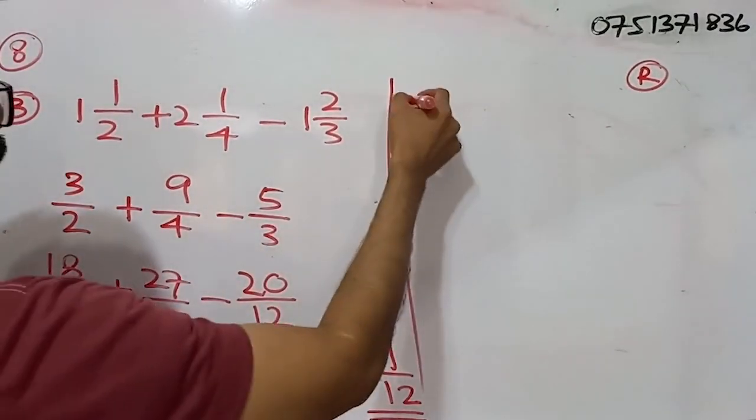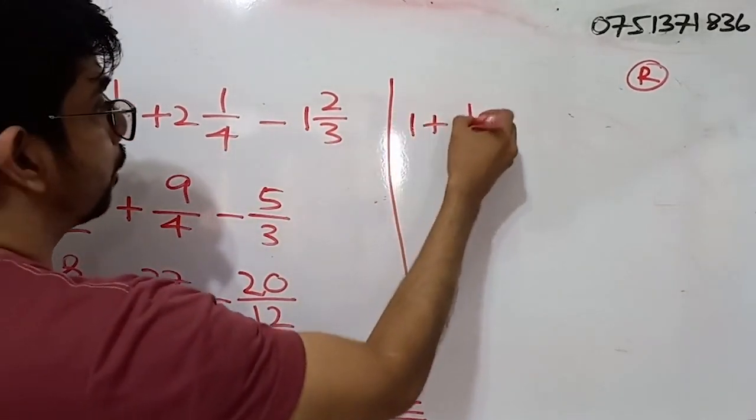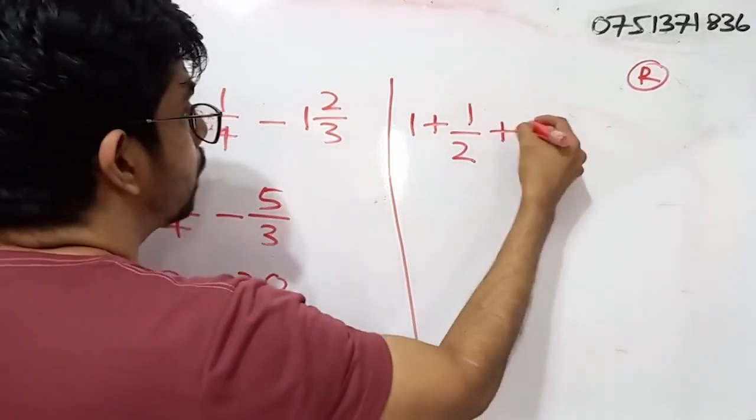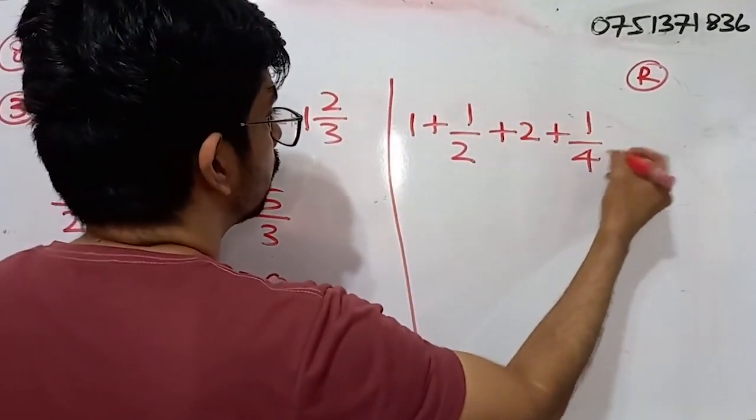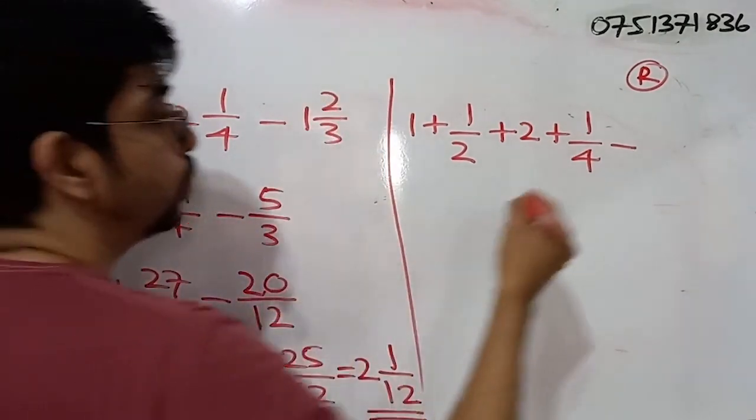Right? So 1 and half I can break into what? 1 plus half. 2 and a quarter I can break it as what? 2 plus quarter. Minus 1 and 2/3 I can break it into what?